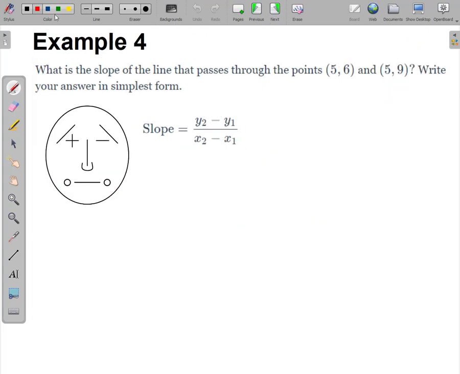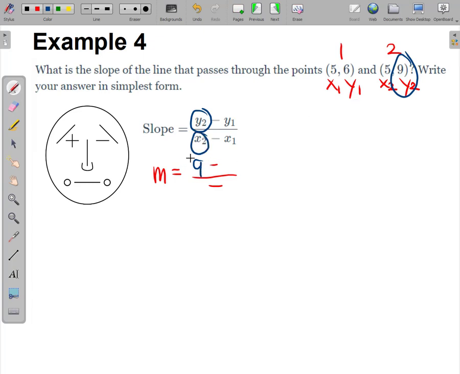All right, example 4. Again, slope is m. Point 1, point 2, x, y, x, y. If this is point 1, sub 1, sub 1. If this is point 2, sub 2, sub 2. And we begin our substitution. So y sub 2 is 9. X sub 2 is 5.